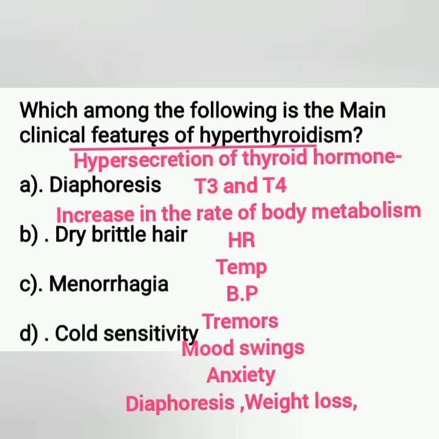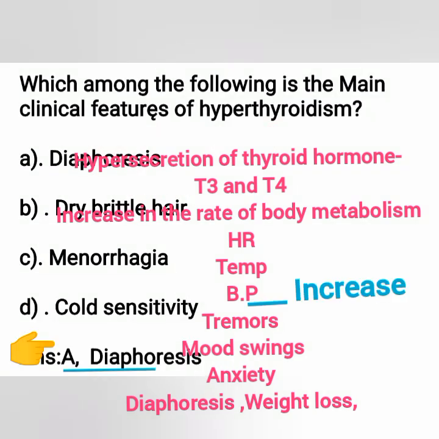Hyperthyroidism means there is a hypersecretion of thyroid hormone, especially T3 and T4. The hypersecretion of thyroid hormones causes an increase in the rate of body metabolism. Thereby heart rate will increase, temperature will increase, BP will increase, there is hypertension, then tremors, mood swings, anxiety, diaphoresis, weight loss, and heat intolerance. All these signs and symptoms will occur in case of hyperthyroidism.